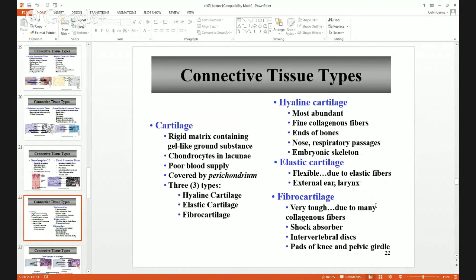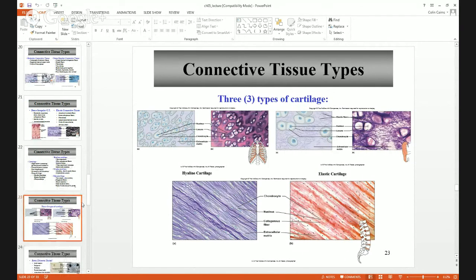Fibrocartilage is very tough due to many collagenous fibers. It acts as a shock absorber, so you'll find it in the discs of the vertebrae and the pads of the knee and the pelvic girdle. So here's a slide of the 3 types of cartilage.